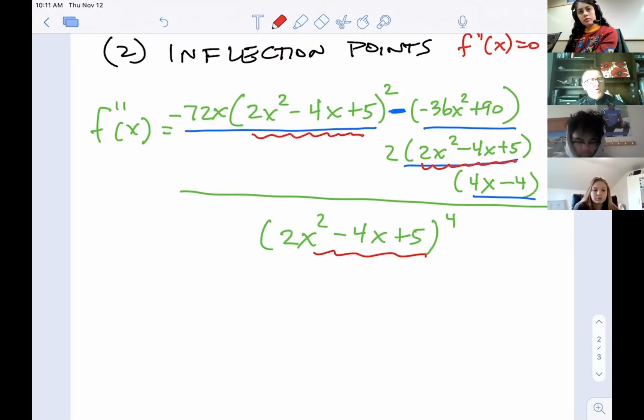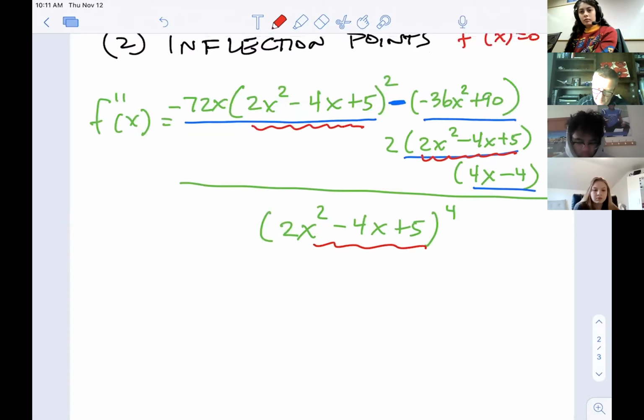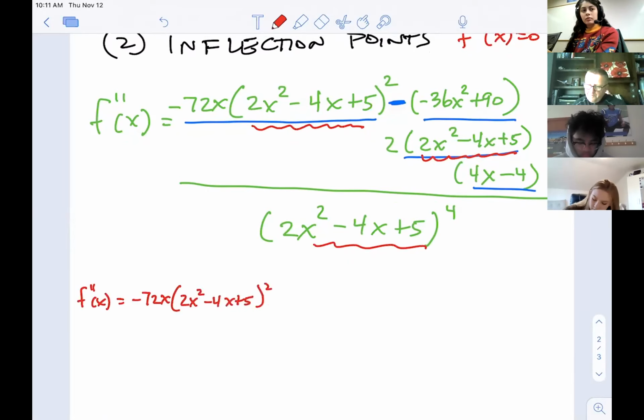But maybe so that it's a little more obvious that that's the case, I'm going to simplify this a little bit first. And I'll write a little smaller this time. So let's see, f double prime of x equals, and notice that first expression, I can't really simplify it much. So I just see negative 72x times 2x squared minus 4x plus 5 squared. But then let's multiply out that stuff on the bottom a little bit. I could distribute the 2 into the 4x minus 4 and get 8x minus 8.